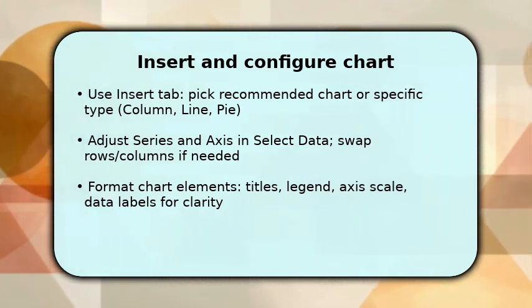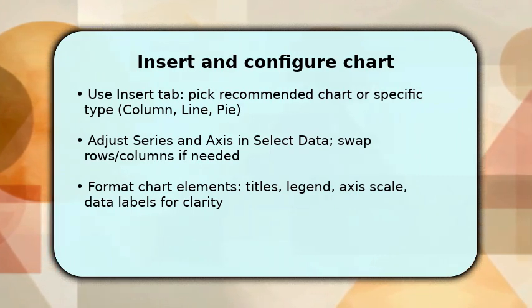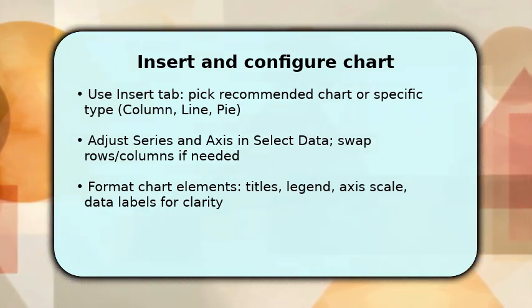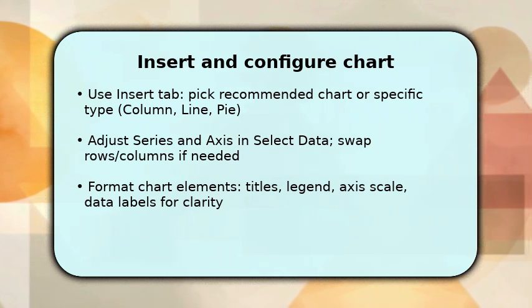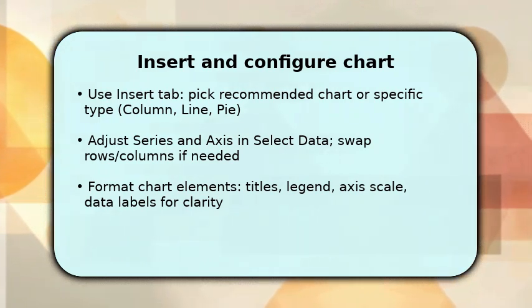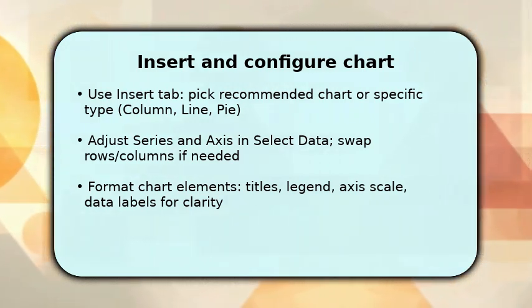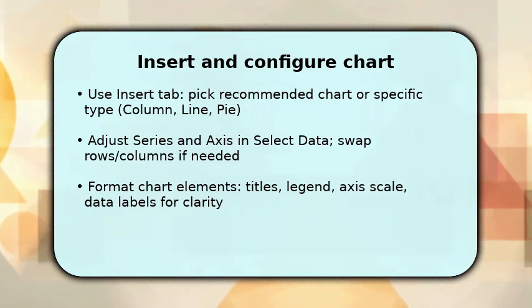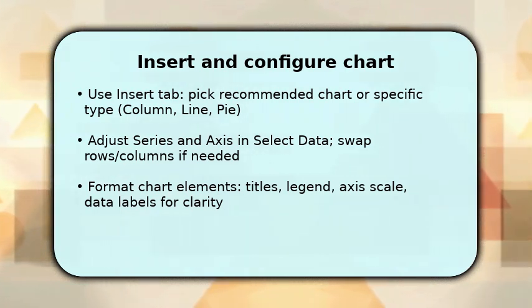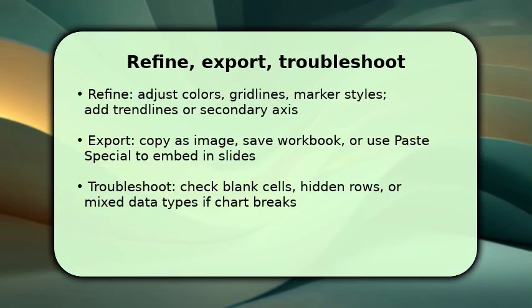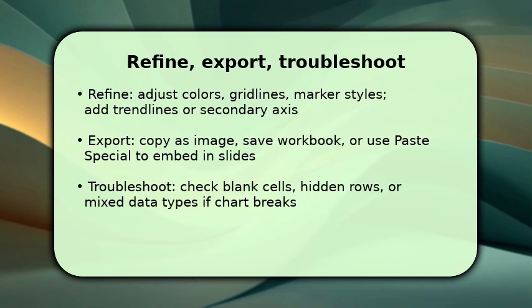Next, use Select Data to add or edit series and to swap rows and columns when categories and series are reversed. Finally, format titles, axis scales, and data labels to make the message clear. Making the axis start point sensible prevents misleading visuals. Finish by refining and exporting your polished chart so others see the exact insight.